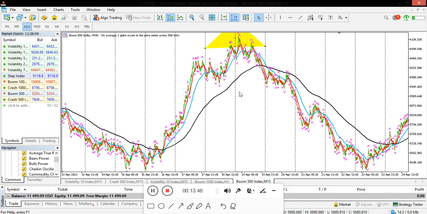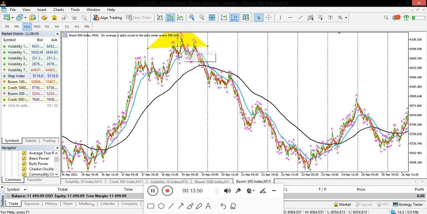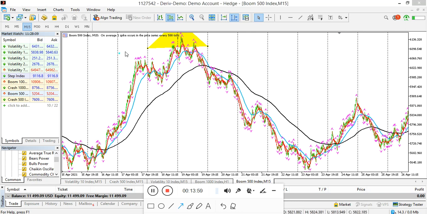Okay, look at it here. You see what I'm talking about here. In this particular place, 3 things have been formed. We call it shoulder, head, shoulder. This is it here. This is a shoulder. Yes, this is another shoulder. Okay, this is the head.